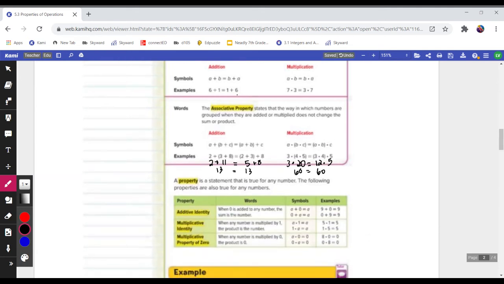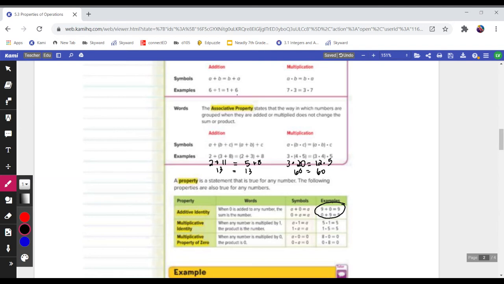A property is a statement that is true for any number. The following properties are also true for any numbers. You have the additive identity. That's when 0 is added to any number. The sum is just going to be that number. So we have the examples. 9 plus 0 is just going to equal 9. 0 plus 9 is just going to equal 9.